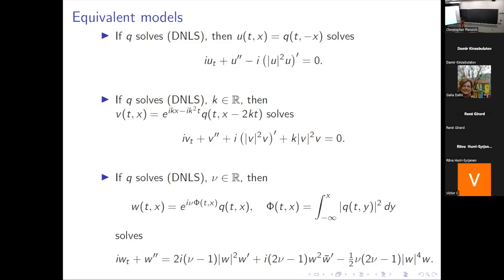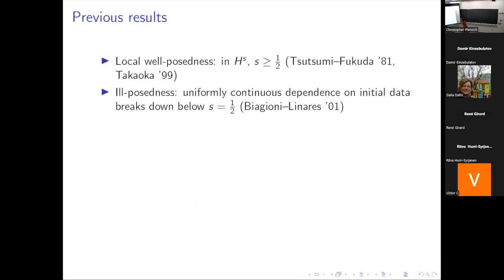Because if I take nu to be very, very large, I would expect that this quintic term dominates, right? And that would be the quintic NLS, which is ill-posed in L2. Okay. I mean, the focusing quintic NLS, which is ill-posed. Okay. So that doesn't sound very encouraging. So what was known when we started looking at this equation?